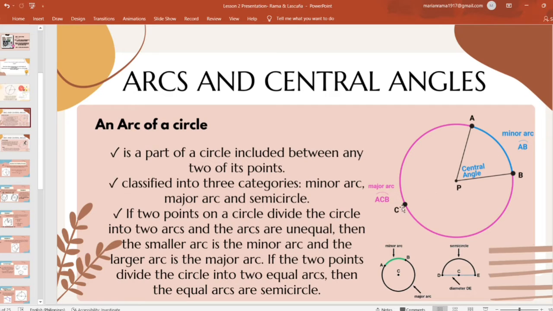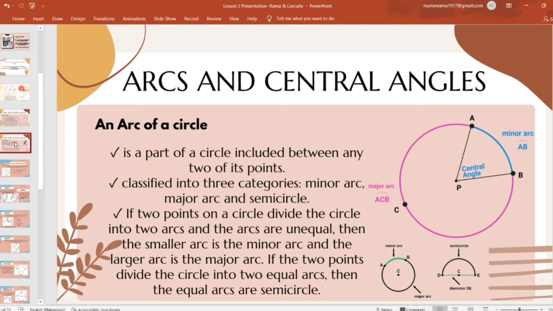If 2 points on a circle divide the circle into 2 arcs and the arcs are unequal, then the smaller arc is the minor arc and the larger arc is the major arc. If 2 points divide a circle into 2 equal arcs, then the equal arcs are semicircles. As you can see here in the figure, it formed a semicircle. We have here our 2 points that divide our circle, which are point D and point E.